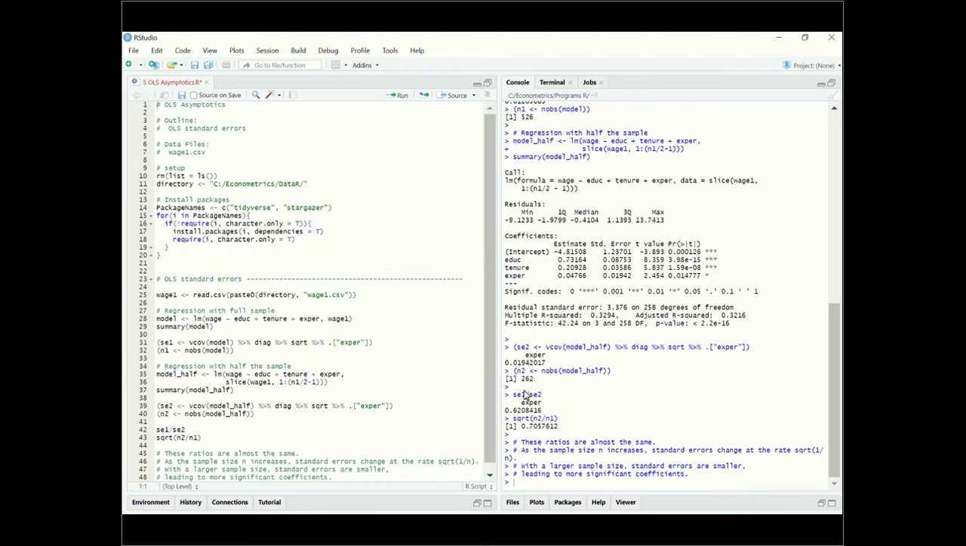Okay, so now let's form the ratio of the standard error for model 1 with the full sample to the standard error for model 2 with the half sample, and that would be equal to this number. We can also take the square root of the number of observations for the second model over the first model, and we see almost the same ratio as above. So as the sample size increases, the standard errors are changing at the rate of the square root of 1 divided by n. Again, as n increases, standard errors are going to be decreasing at this rate. That's why when we have a larger sample size, the standard errors are smaller, and they would be leading to more significant coefficients.